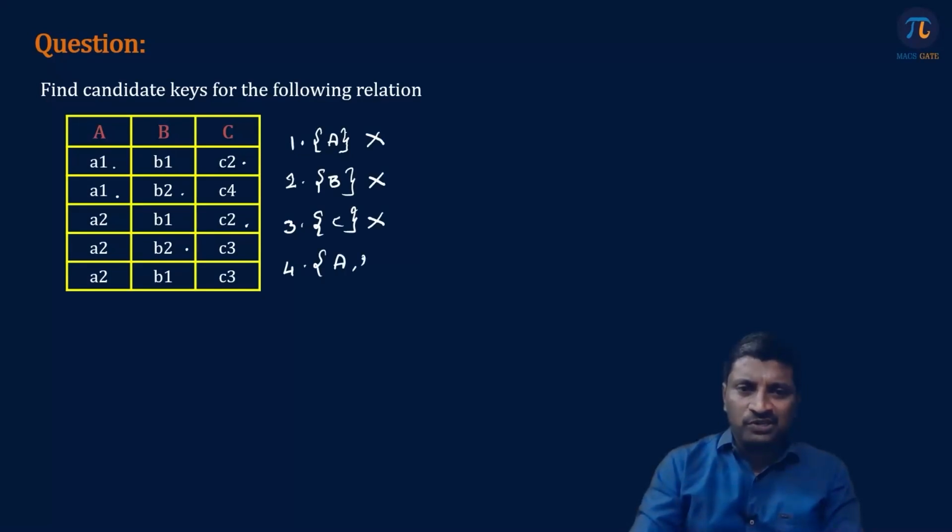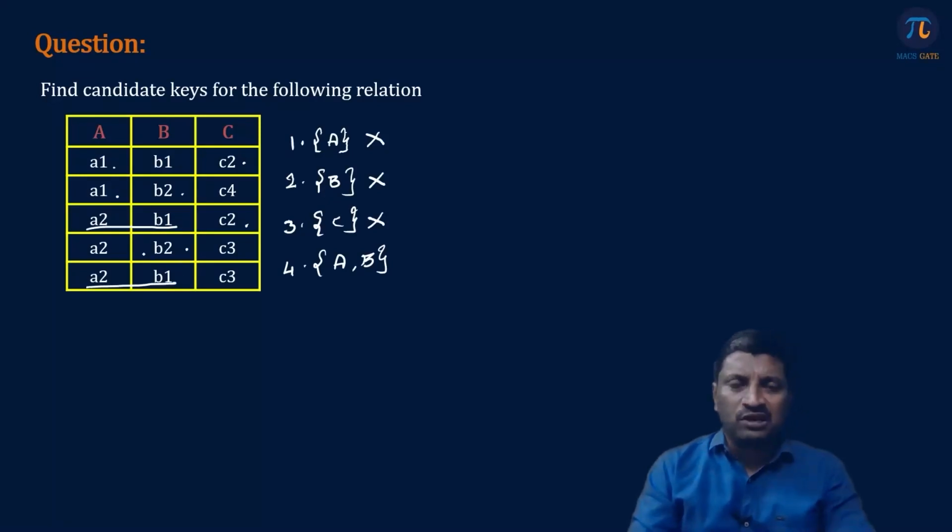What about A comma B, sir? A1 B1, A1 B2, A2 B1, A2 B2, A2 B1. So record 3 A2 B1 and record 5 A2 B1 both have the same values for this attribute set AB. So it is not able to differentiate record 3 and record 5, so this cannot be a candidate key.